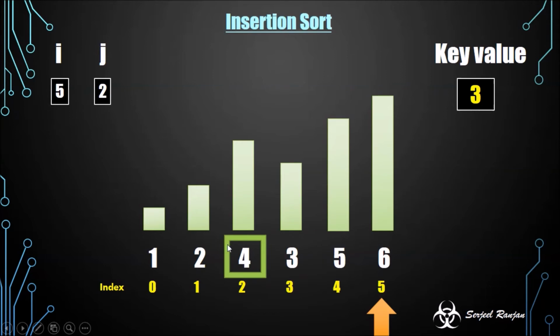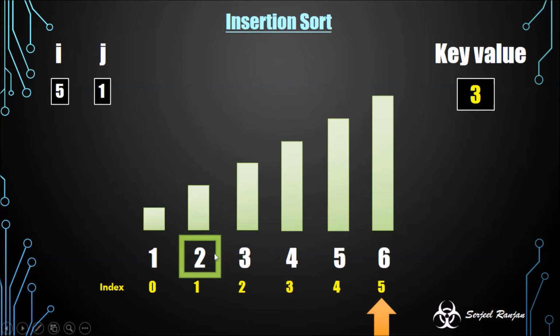Okay, so now the box is having the value 4 and our key value is 3. Still our box value is greater than the key value, so this box value needs to swap with the adjacent element. So 3 came to the 2nd index and 4 went to the 3rd index, and still the process is not over. The box will further move.